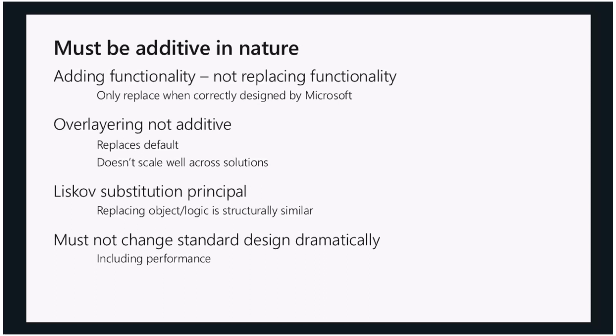So for your functionality, you must be thinking about being additive and adding to the overall solution in Dynamics. If you are adding a solution on top, you should be thinking about how that solution can add to the core business logic and not remove what the Microsoft code is doing. And you must obviously test, and you must not change the standard design, including performance. Right? We require that you also test any of your changes for performance impacting changes as well.